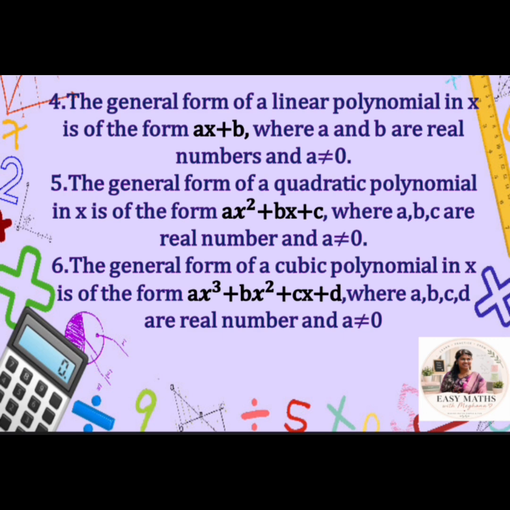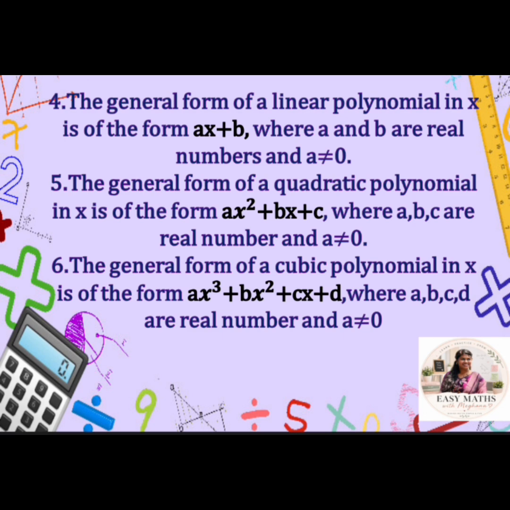In the case of cubic polynomial, the general form of a cubic polynomial in x is of the form ax cube plus bx square plus cx plus d, where a, b, c, d are real numbers and a is not equal to 0. So till here, students, what we learned about the type of the polynomial based on the degree.